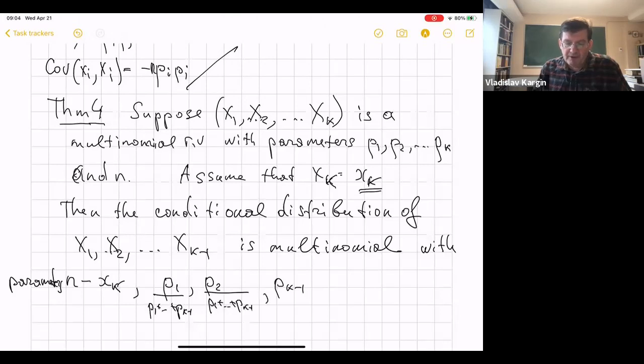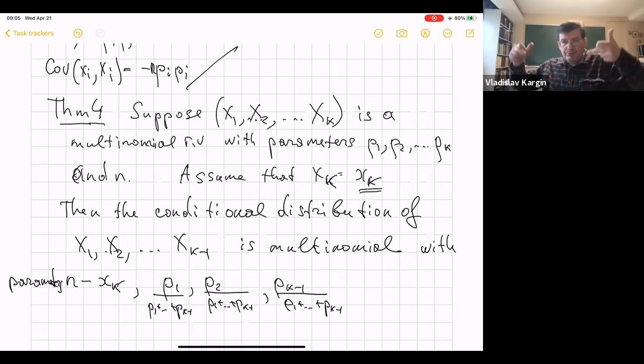And the last one is pk minus 1 divided by p1 plus ... plus pk minus 1. And so you just take this p1, p2, ..., pk minus 1, which were probabilities that you observed with specific categories, and in the trial before that you observe these particular categories. Right? And you divide it. Well, now they don't sum to 1, so you just normalize it. So divide by some number such that they sum to 1. And then this is kind of there.